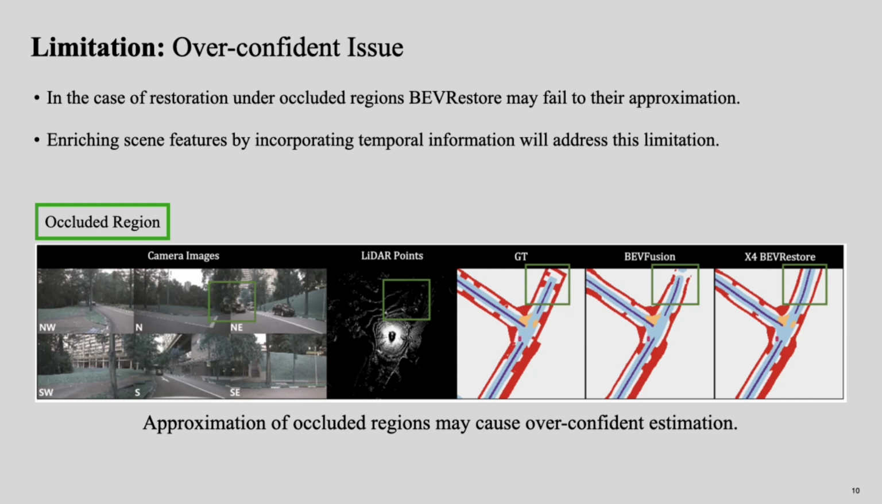Map construction with BEVRestore sometimes causes an overconfidence issue, which is a kind of overfitting. For example, as in the figure below, if a part of the view is occluded, BEVRestore's approximation may be imprecise. Thank you for watching.